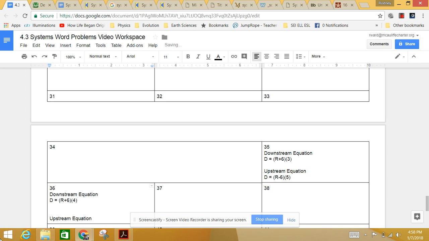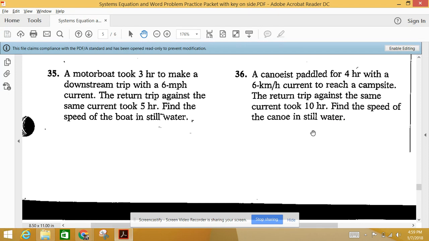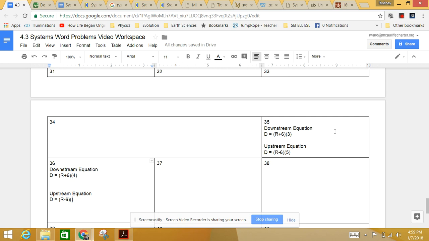All right. Now I have an upstream equation. I'm just going to copy this because I'm going to change some numbers in it, but it's going to be the same structure. It's not going to be 4. It's not going to be plus 6 because I'm going upstream. I've got to subtract the speed of the river that I'm going on. And it took me 10 hours. That is my time for this trip going upstream. Now I have a setup for my downstream and my upstream.